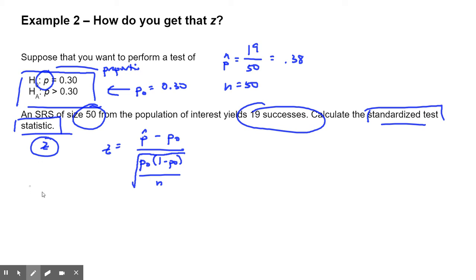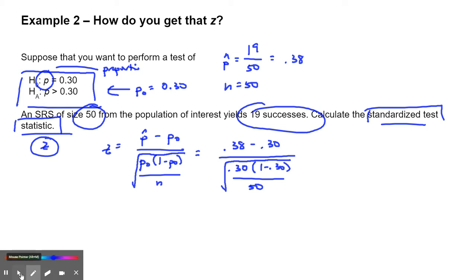Now I'm ready to find my z. So to find my z, I take my p hat, which is 0.38. I subtract my null, which is 0.30. So at least I'll be positive. And then I take my null value, 0.30, times 1 minus 0.30, all divided by 50. And I put that in a square root. So let me take a picture and let me show you how to appropriately type this in to the Desmos graphing calculator. I think that's the easiest way to do it. I really do.